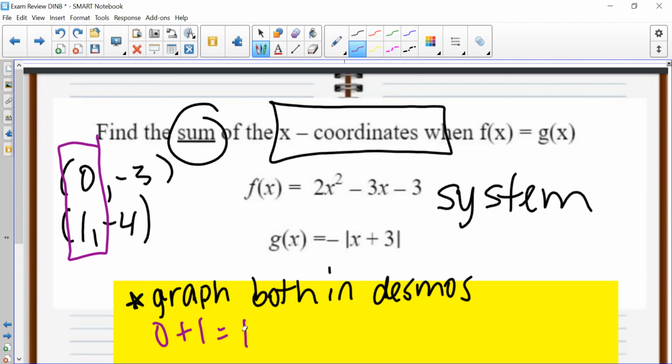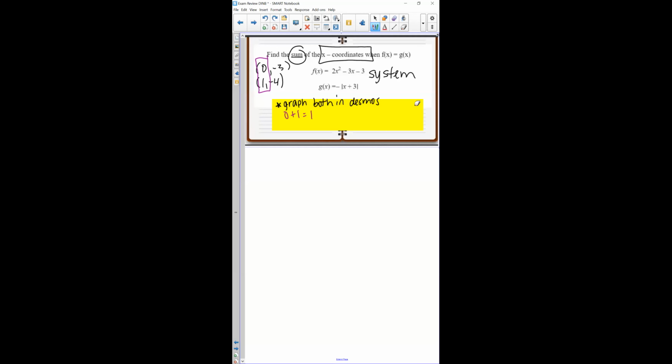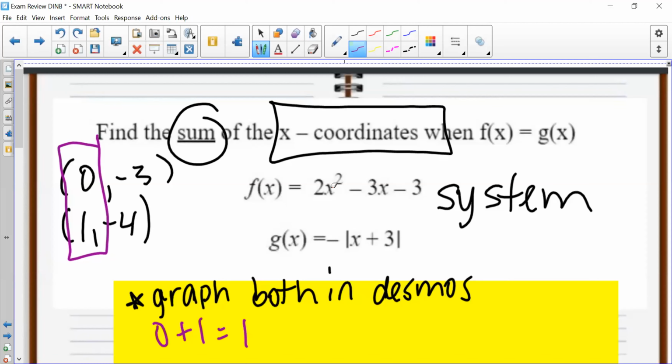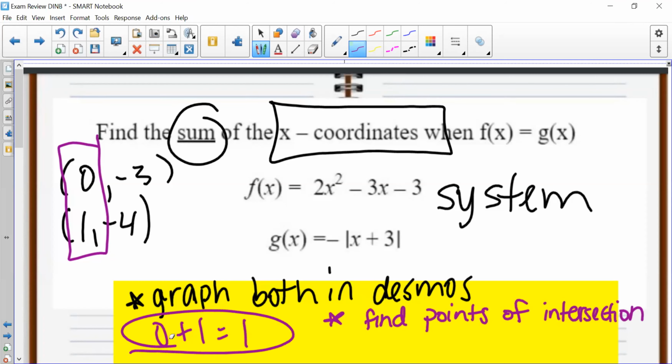So anytime they're asking about a systems question like this, you graph both in Desmos and you find the intersection, or intersections, usually it's 2. And then you just answer whatever the question is. Again, this time we were asked for the sum of the x coordinates, but they could have asked me for the points. They could have asked me for both of them. They could have asked me for something about the y coordinates. So graph both in Desmos and then find points of intersection. And then you can answer the question like we did. So the answer here is 1.